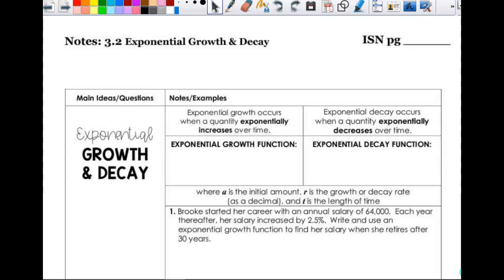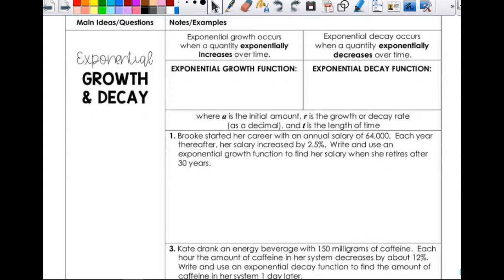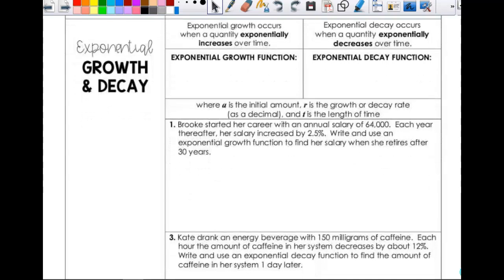So exponential growth and decay. And this, like I said, it's not brand new to you. You've done these, you've used these exact same formulas actually before, but we're just going to look at them again. So exponential growth occurs when a quantity exponentially increases over time. Okay, so we're looking at, for our little parent function, graph-wise, it would look something like this.